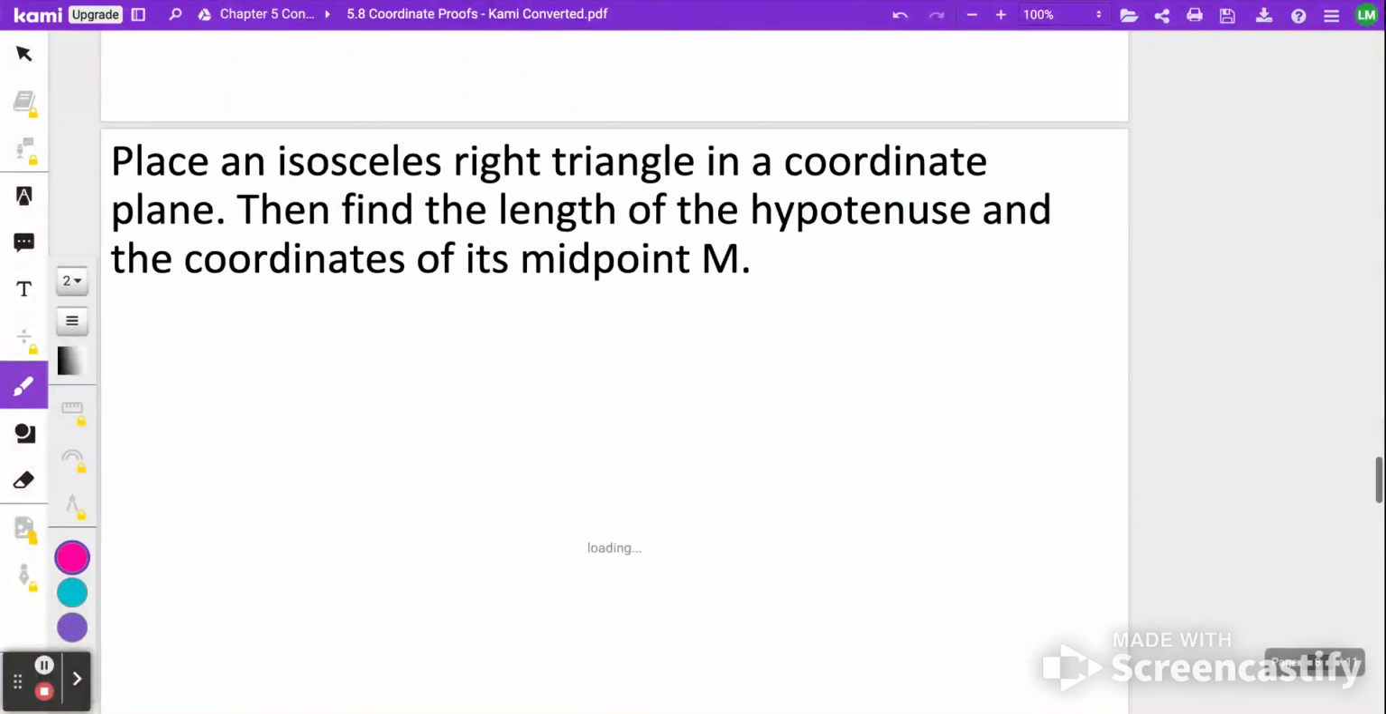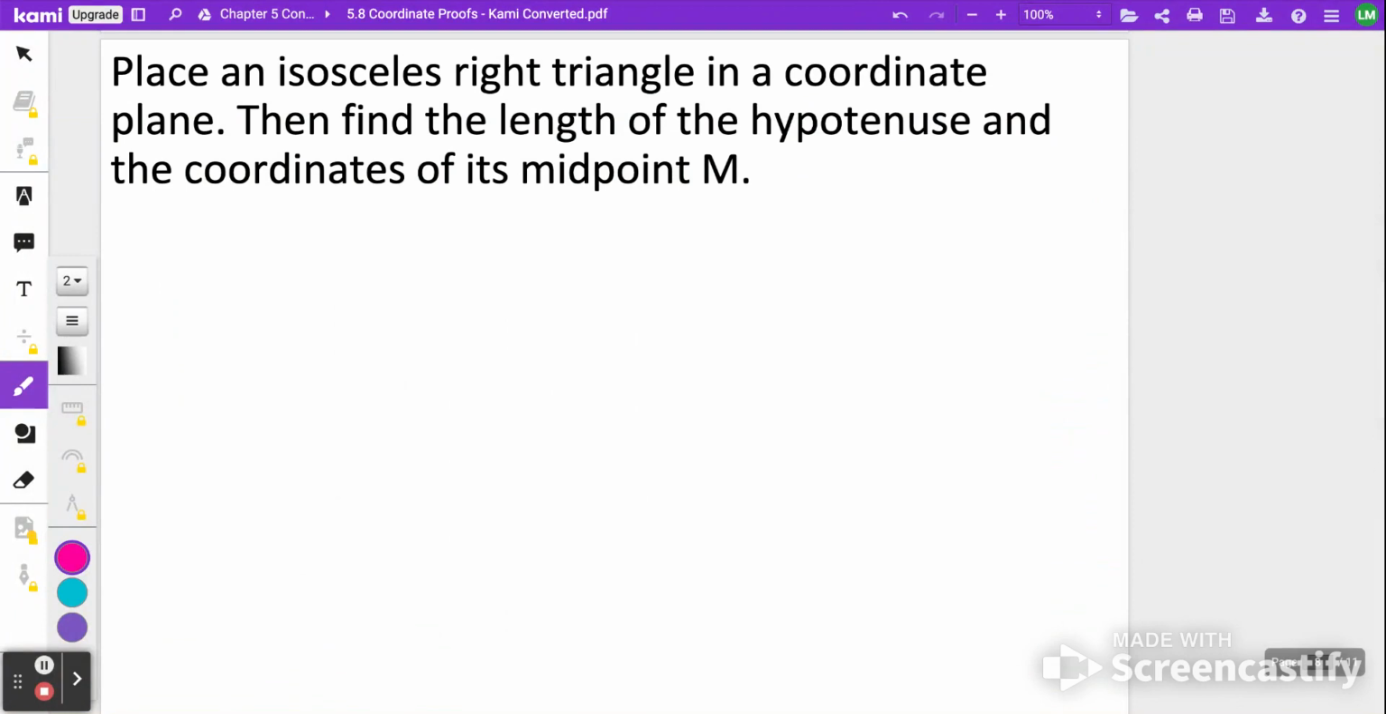Okay? This next one says, place an isosceles right triangle in a coordinate plane, then find the length of the hypotenuse and the coordinates of its midpoint M. So what we're going to try to do is think about what are some ways that we can write a proof with just variables here so that it doesn't matter what type of isosceles right triangle we use, whether it's at 0, 0, or whether it starts at a different spot on the coordinate plane. We want to be able to use the same kind of system or the same formula every single time.